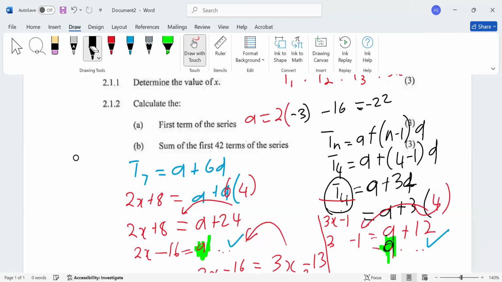And I think it's 2 marks. Oh, it's 3 marks. 3 marks is the first one. Even this one is 3 marks.